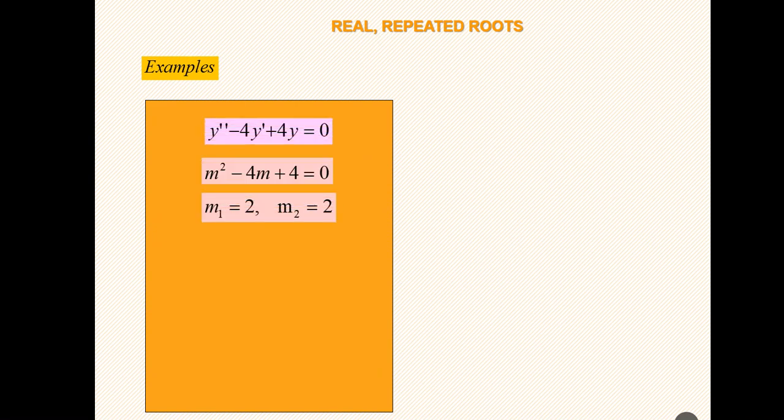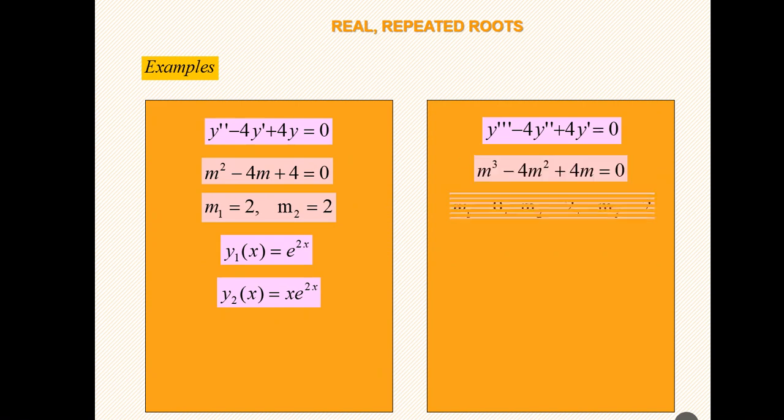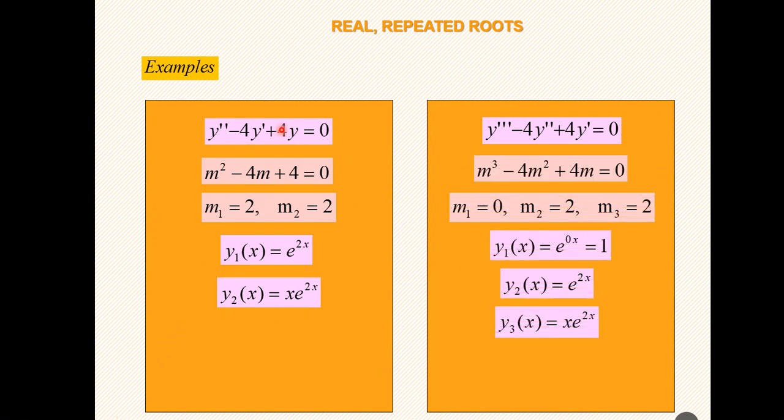Now, what about if the roots are also real but they tend to be repeated? For this example, your characteristic equation is this. If you're going to do factoring, this will be m minus 2 quantity squared. Then you will have two roots that are exactly the same. This is the time that you will modify one of the roots by multiplying it with the independent variable. If you have another root here, then the multiplier will be x squared.